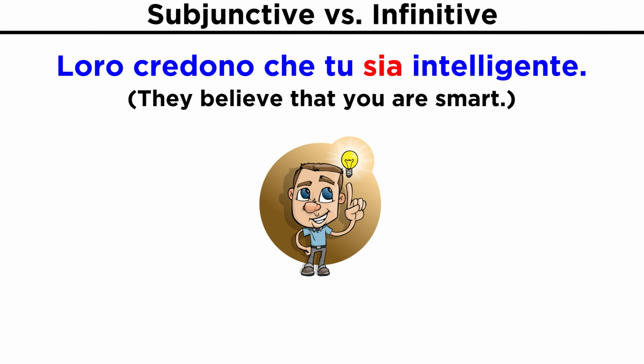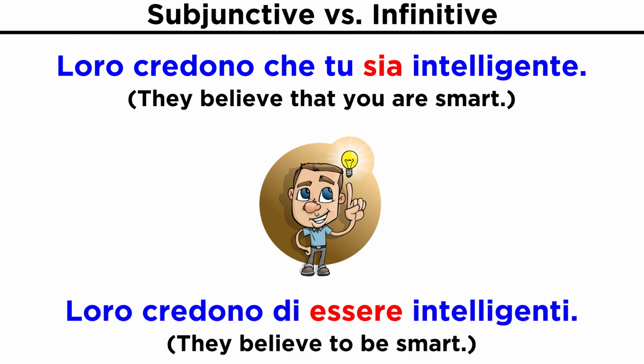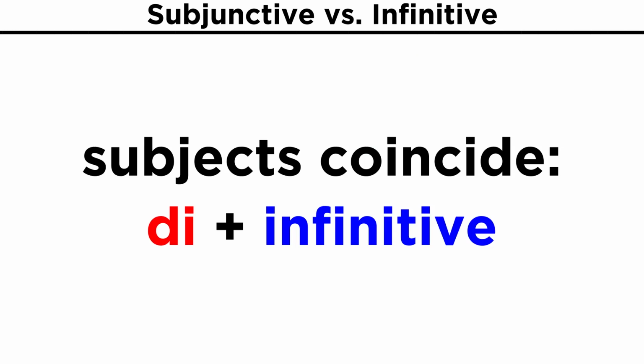Loro credono che tu sia intelligente. Loro credono di essere intelligenti. So as we can see, when the 2 subjects coincide, Italian will use a simple construction of di plus the infinitive. Now let's try some more.